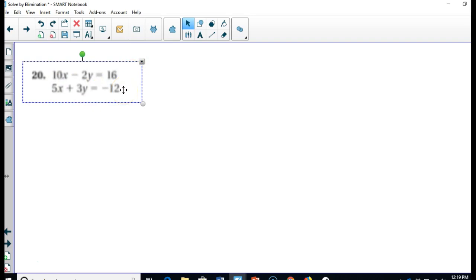It would be easier though if I eliminated the x's. If I had 1/10 plus 1/5, I would want a common denominator of 10. So I only need to multiply the bottom by a 2. The issue with just doing a 2, though, is that would make this 10. I need it to be negative 10. So I'm going to multiply the bottom by a negative 2.